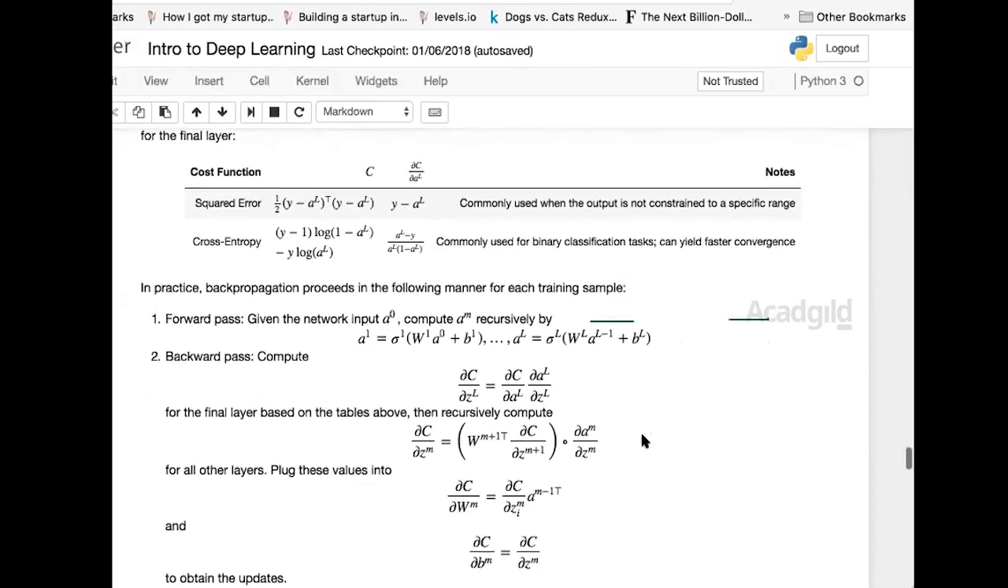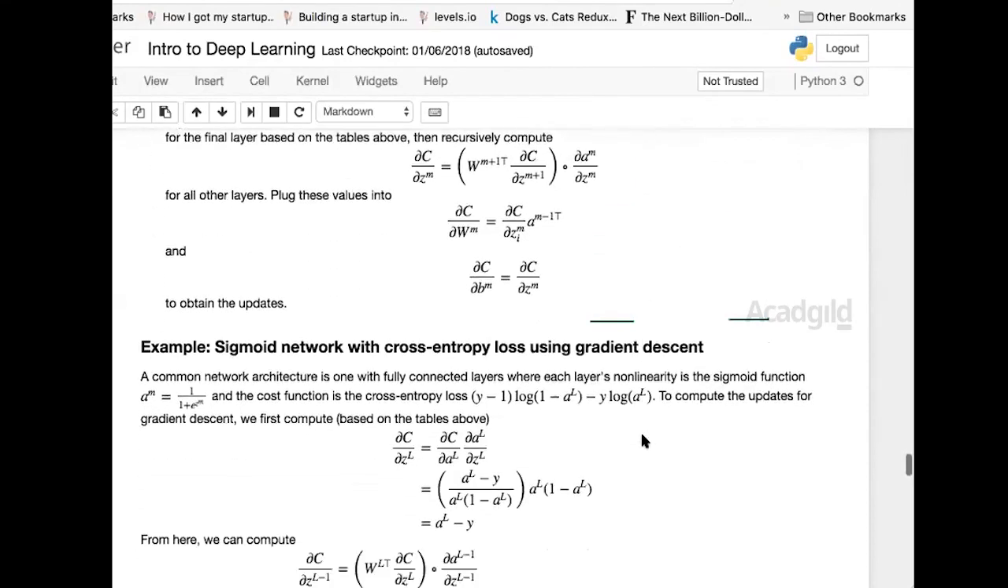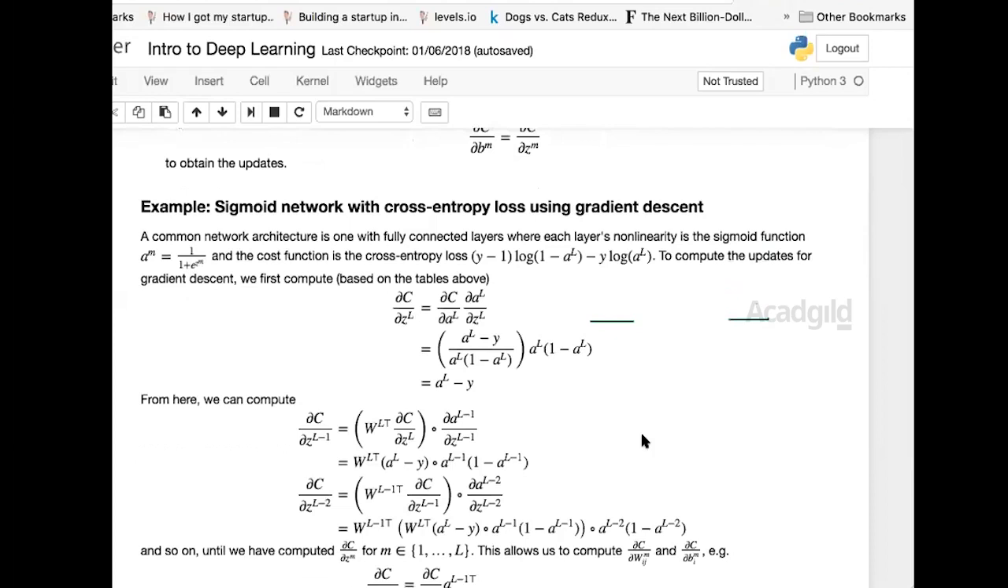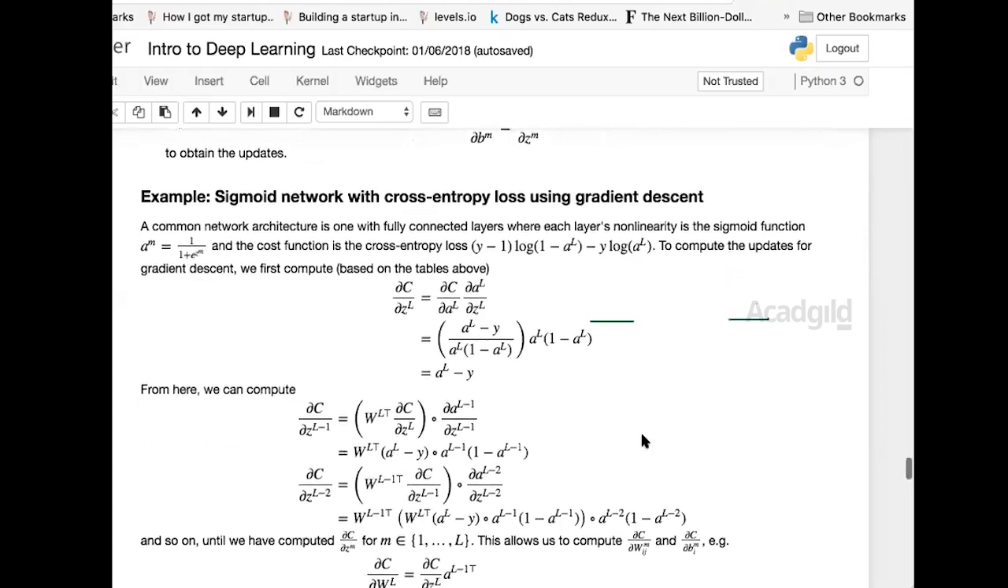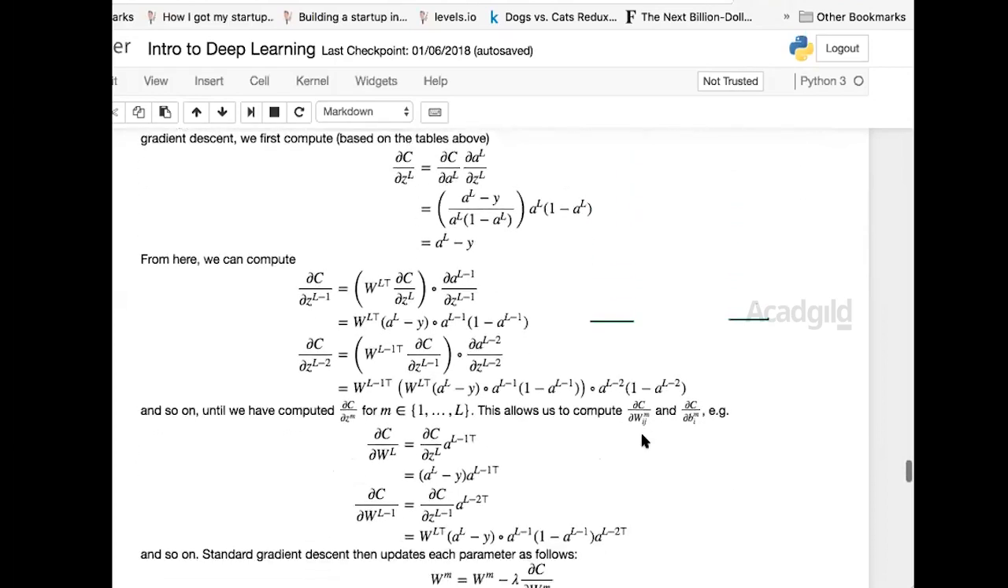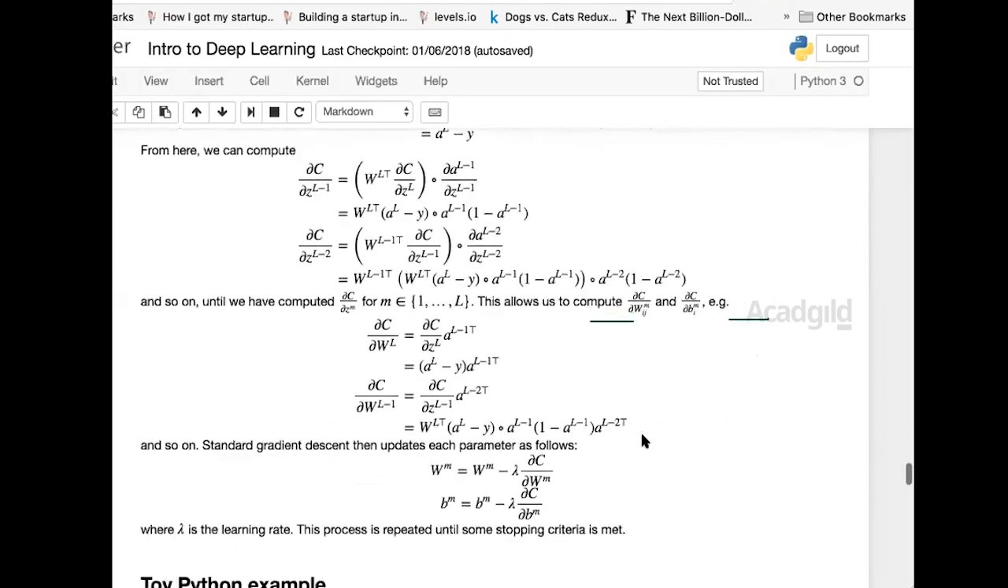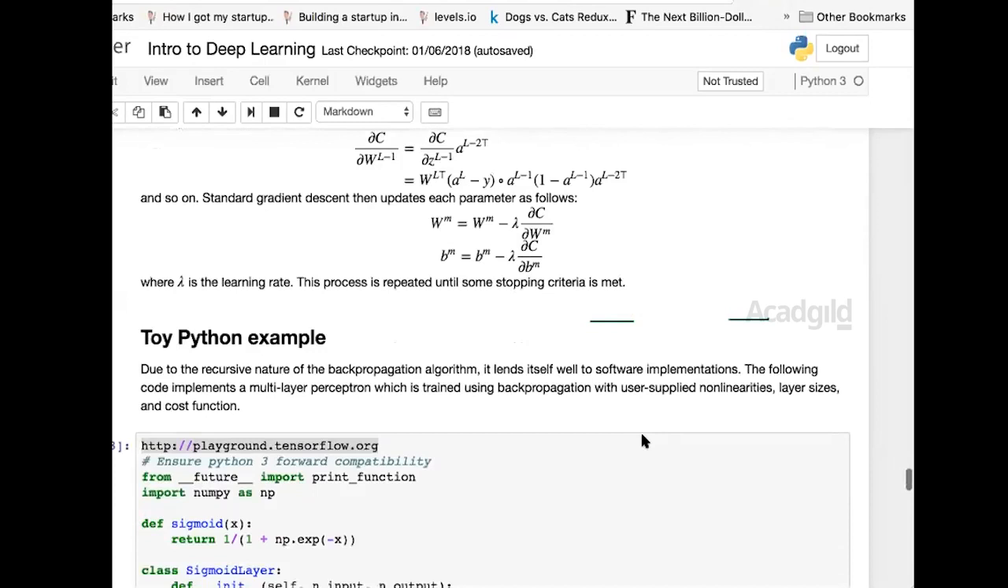This is how you compute cost. The chain rule. This is how the chain rule is derived. So moving on, I wanted to show you.